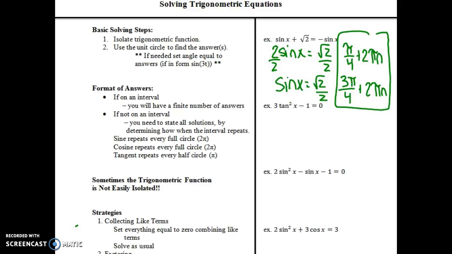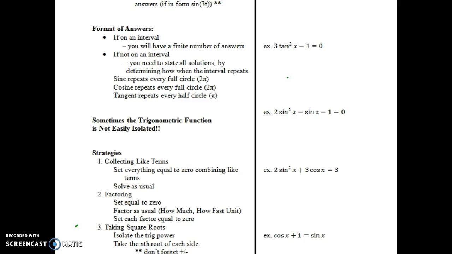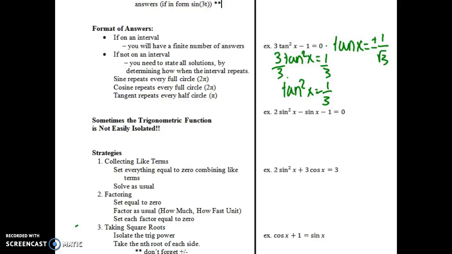Now the next strategy that we will use will be taking square root. So in this example, it's already set equal to 0. So I cannot factor because 3 is not a perfect square. So now I will solve for the tan of x. So then I get tan squared x equals 1 over 3. So when I square root both sides, I get tan of x equals plus or minus the square root of 1, which is 1, over the square root of 3. So therefore, I know I'm going to be in 4 different quadrants with all the positive, negative combinations.